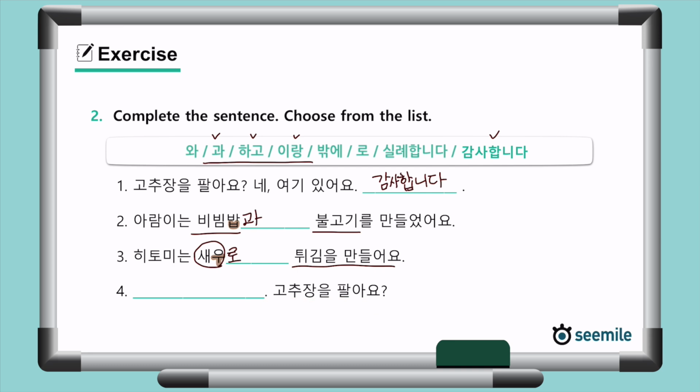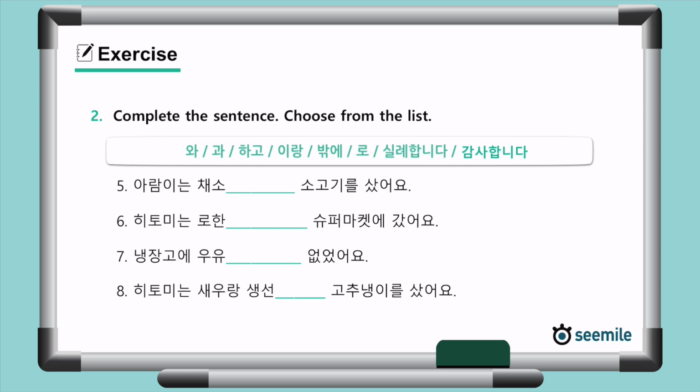Number 4. 고추장을 팔아요? The speaker seems to be in a grocery and asking a clerk there if they sell 고추장. We usually say excuse me before asking a question, so 실례합니다 is the answer. 실례합니다. 고추장을 팔아요?